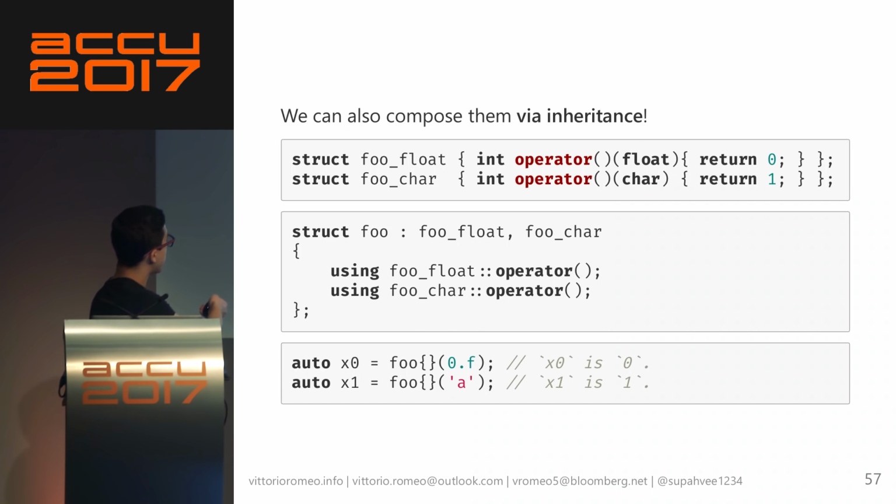So in this case, if we have a foo float struct that has an operator call taking float and a foo char that has an operator call taking char, we can create an overload set out of them by creating some new struct and inheriting from both of them at the same time. One thing you also must use is this using declaration here that will bring both the operator call into the same scope as foo, so that the compiler will correctly perform overload resolution over both the base classes at the same time. And if you do this, you get the same syntax as before. So you're basically building your function object from a smaller function object using multiple inheritance and using.